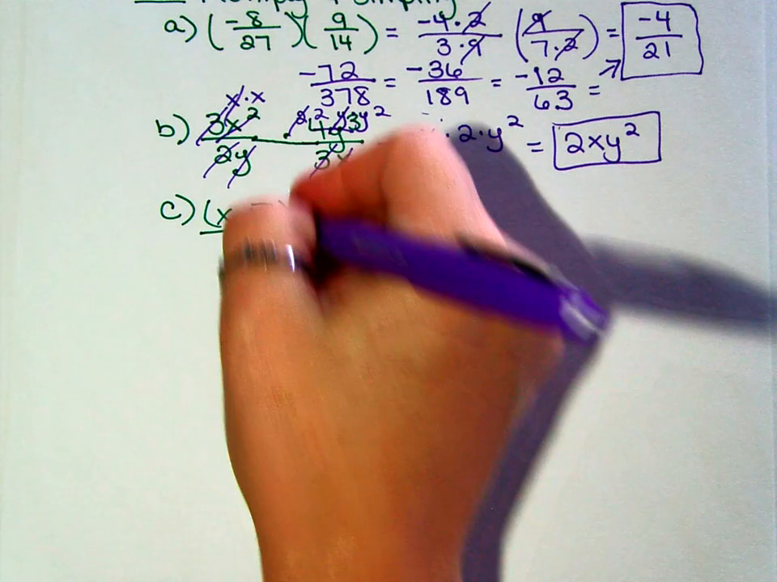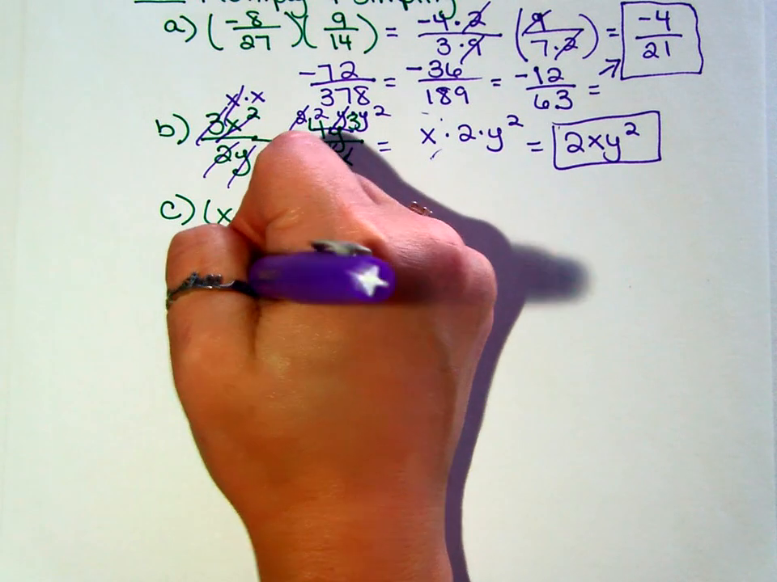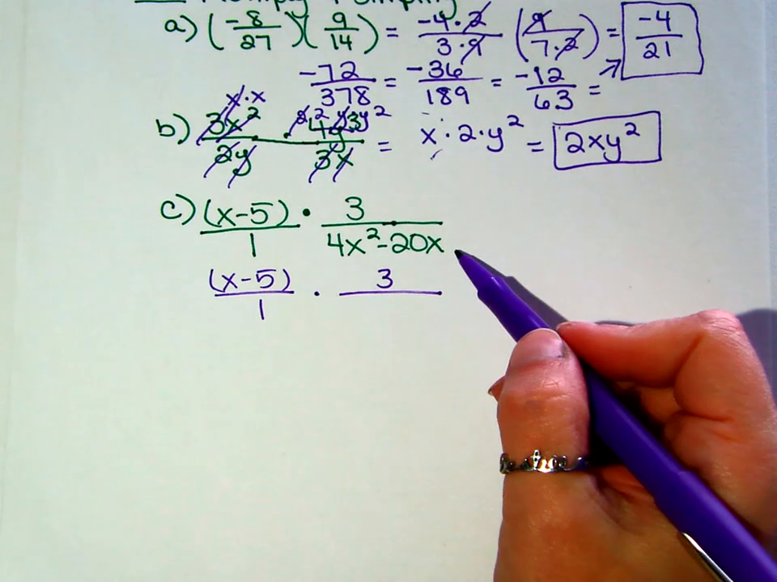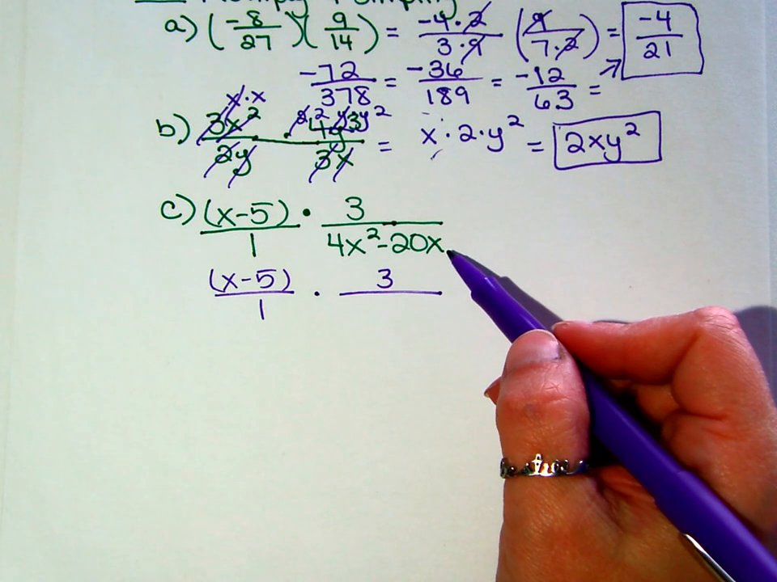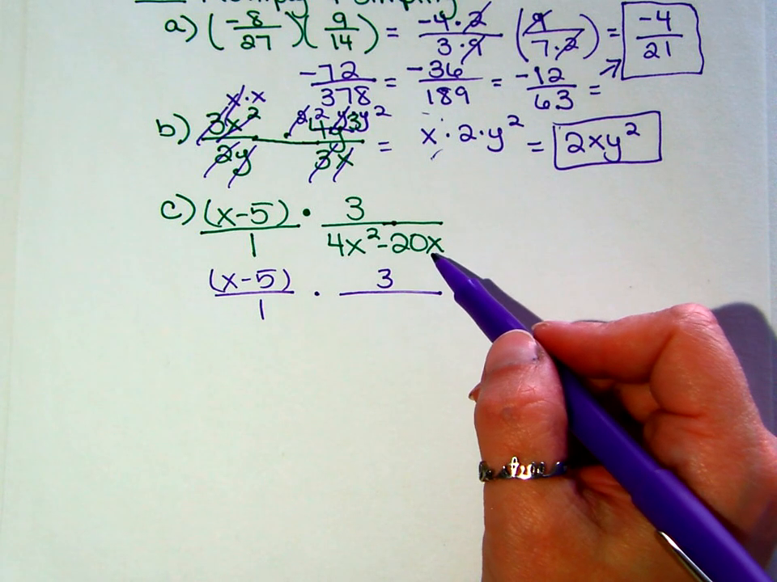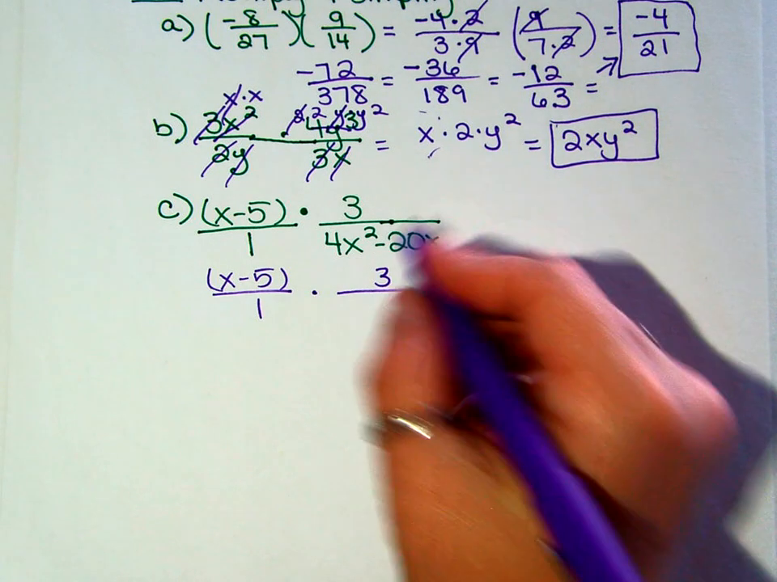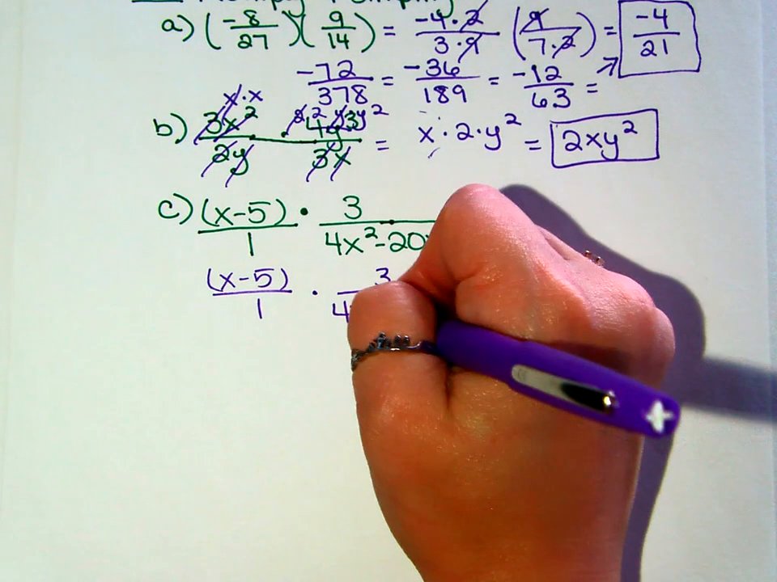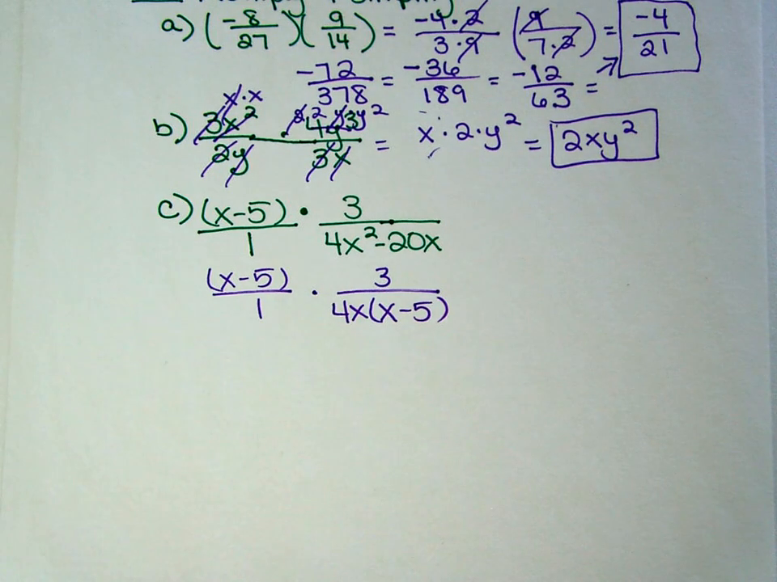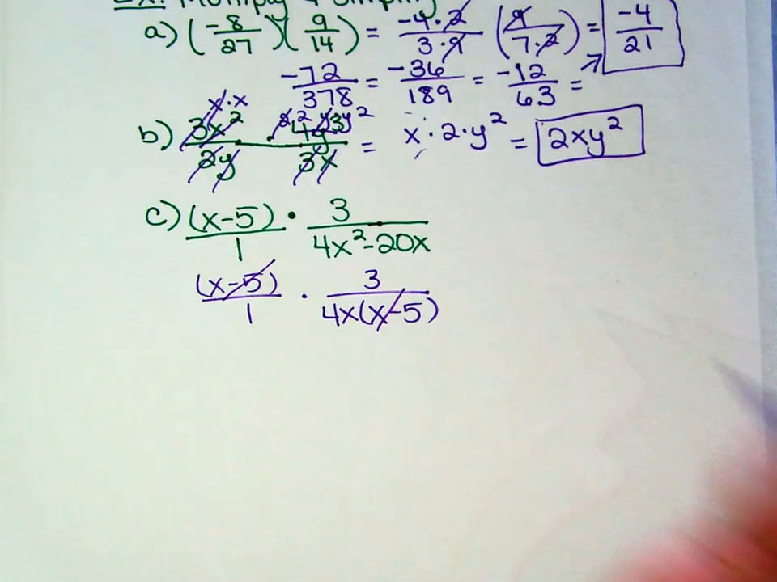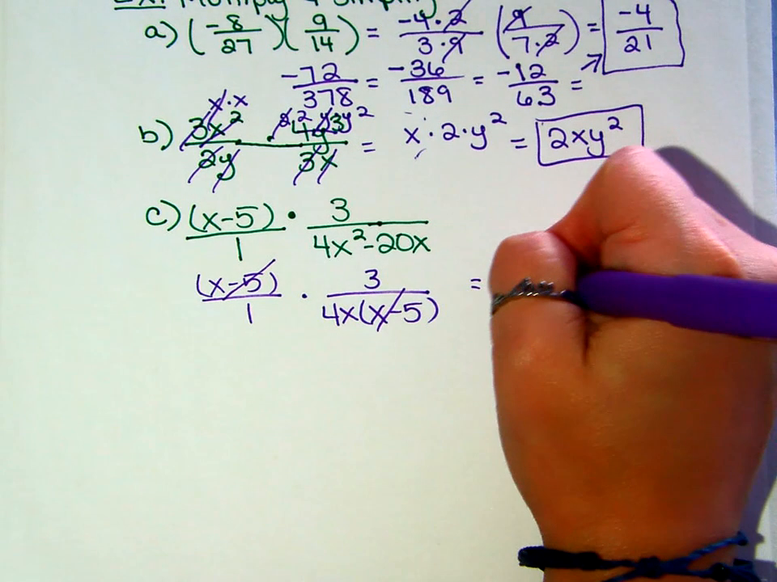So this first one, nothing changes. It's already in its factored form. But if I look down in the denominator of my second rational expression, I have a 4x squared minus 20x. What do both of these terms have in common that I can pull out? 4x. And notice that will leave me with an x minus 5 inside. You can always check by distributing to make sure it's correct. But since I have an x minus 5 on top and an x minus 5 on bottom, they cancel, leaving me with just a 3 over 4x.